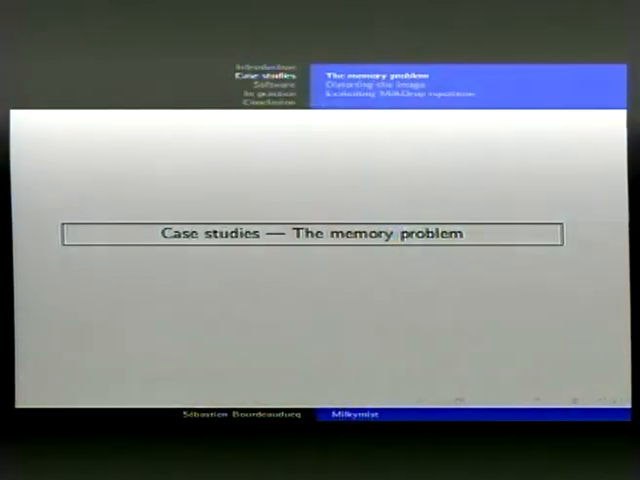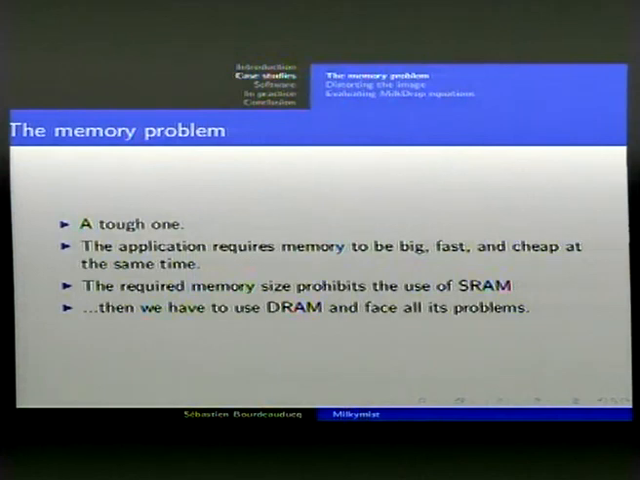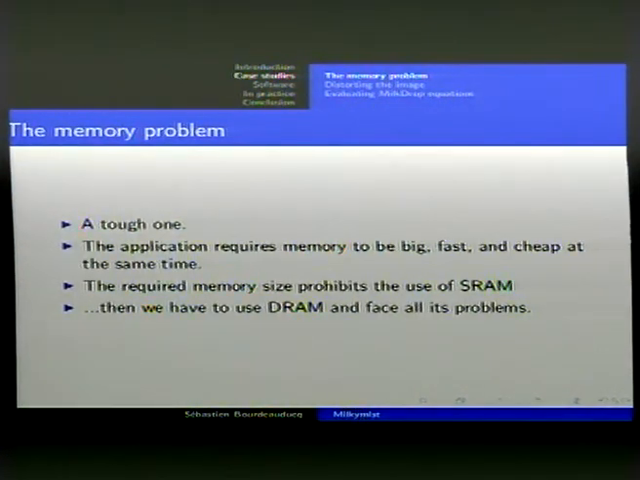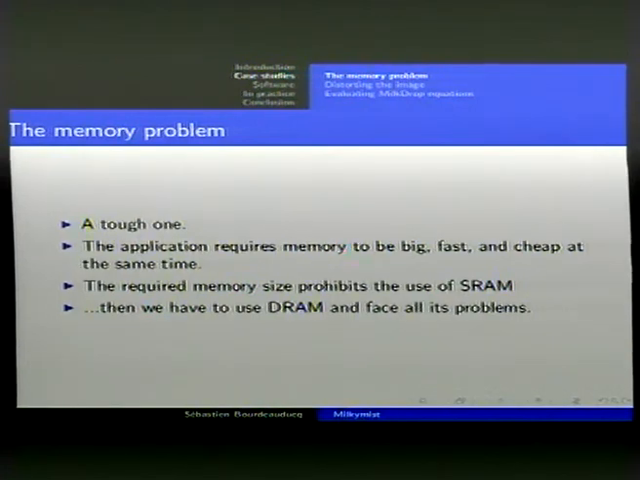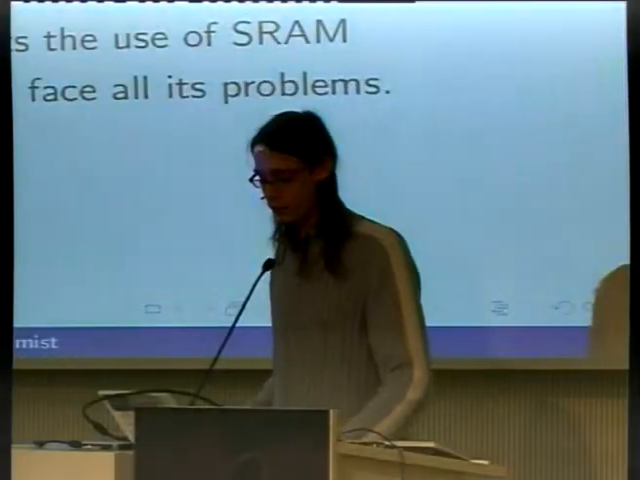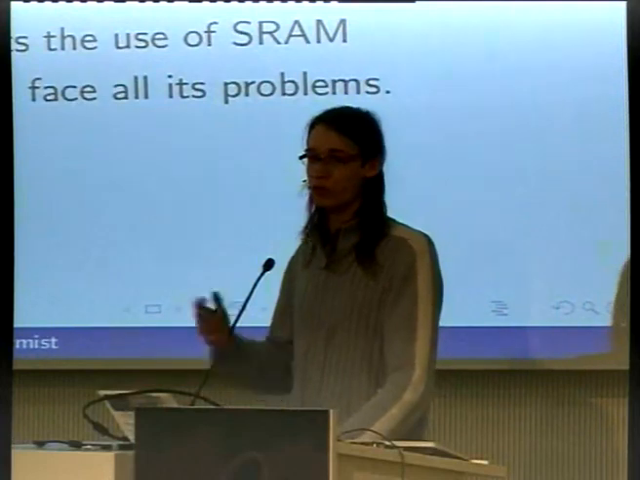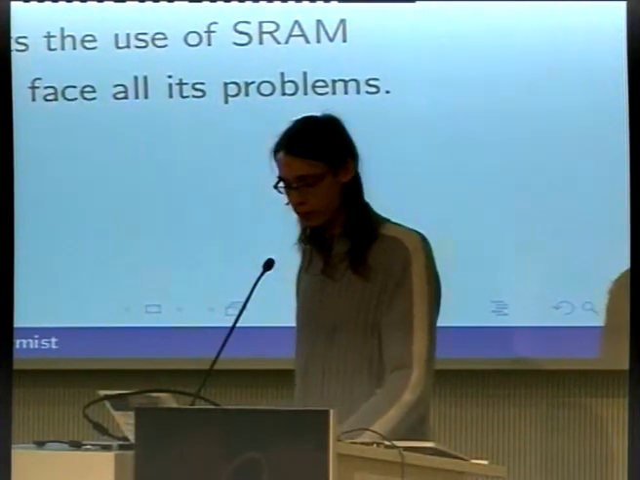So now, as I said, I will start with studying some cases. First, the memory problem is a very tough one, so I will explain a bit how you could solve it. The application requires memory to be big. You need a lot of memory for textures, frame buffer, and the like. Fast and cheap, because I want the device to be accessible to most people.